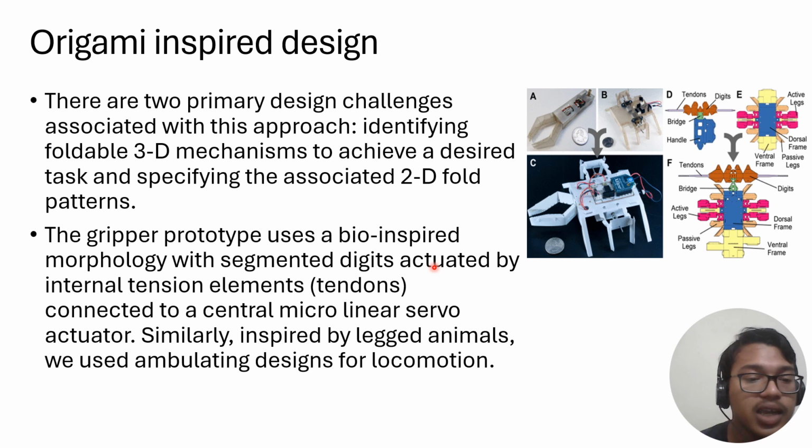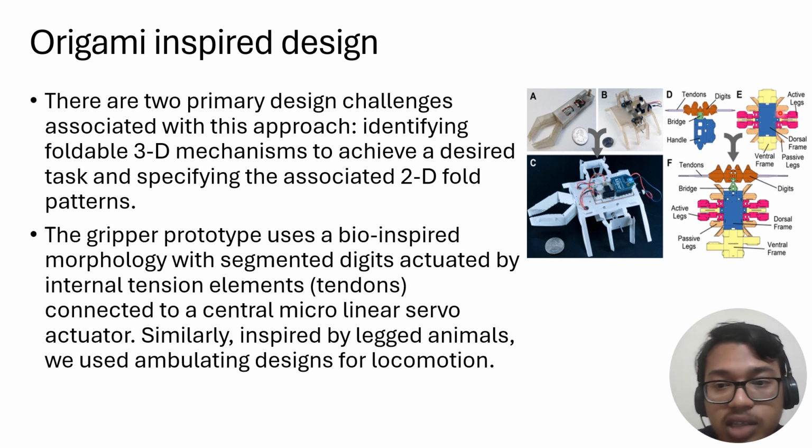Similarly, inspired by the legs of animals, we use ambulating designs for locomotion. In D, you can see the tendons on both sides, which act as internal tension elements, and there are small segmented digits here, and they are connected to a bridge. And in E, which is the 2D planar design for the legged robot, inspired by legged animals, you can see the active leg, passive leg, and the ventral frame and dorsal frame, and we combine them to get F.